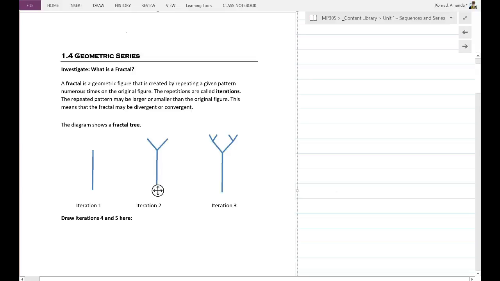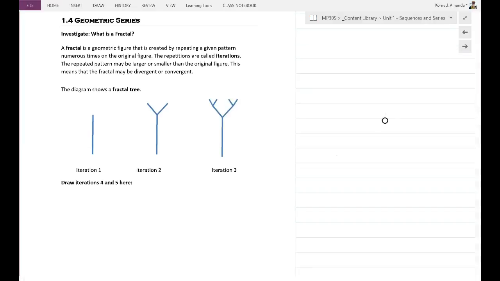Lesson 1.4, geometric series. Up to this point, we've talked about arithmetic sequences, arithmetic series, and geometric sequences. Today, we're combining the two, and we are talking about a geometric series. Geometric meaning that we're multiplying instead of adding or subtracting. Series meaning that we are going to be totaling up the numbers in the sequence.